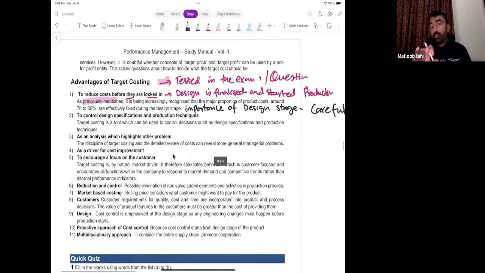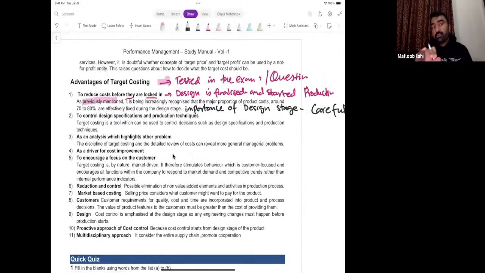So I hope you understand the importance of target costing. Target costing offers the opportunity to review the design of the product. Number two, to control design specification and production techniques. Target costing is a tool which can be used to control decisions such as design specification and production techniques.